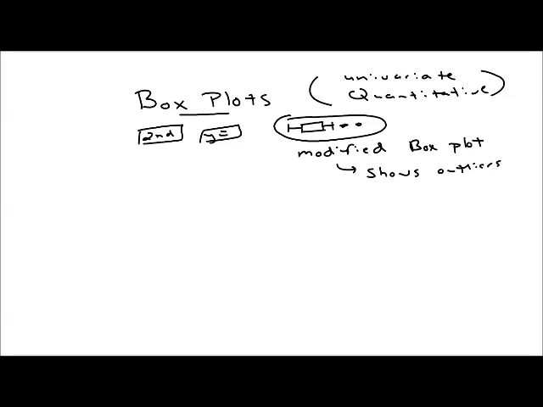Now, box plots are really good at showing the general shape of something, whether or not we have outliers, but you can't tell about individual data other than the outliers. Now, let's take a look at a generic box plot.